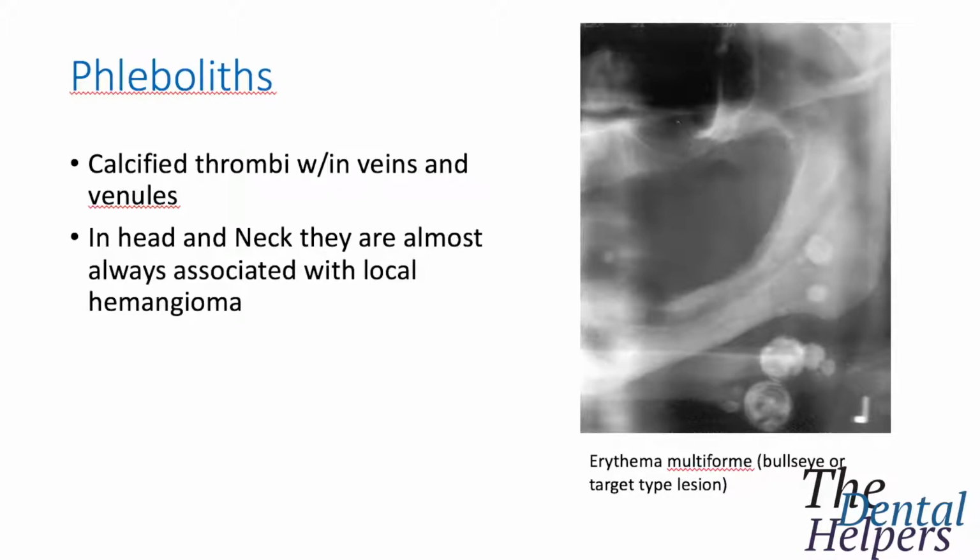Phleboliths, I can't say that word, I'm sorry. Basically, it's calcified thrombi within veins and venules. It's going to be in the head and neck, most often associated with a hemangioma. So if we look at this image right here, we see this bullseye pattern, where you have the center right there, and then the target around it. If you look for the target symbol, basically, it's a phlebolith.